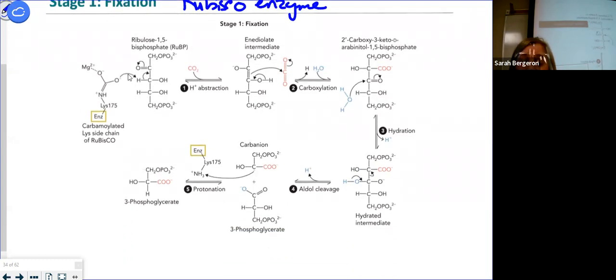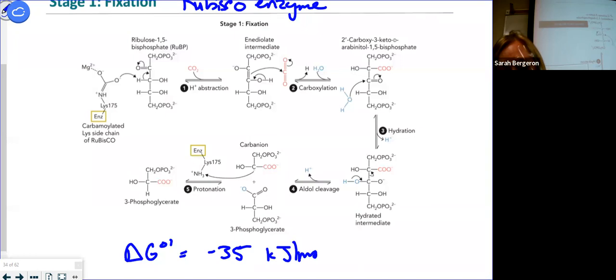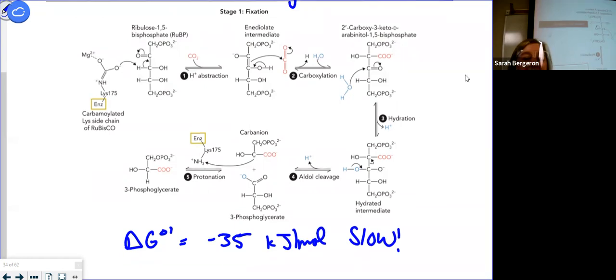Okay. So this Rubisco enzyme, this is where you're really looking at the rate limiting step, right? And this is a very negative delta G value, about -35 kilojoules per mole. But it's slow. So of all the total protein in a plant, if you took the mass of all of the proteins in the plant, about half would be Rubisco.